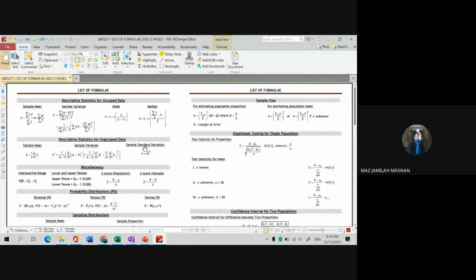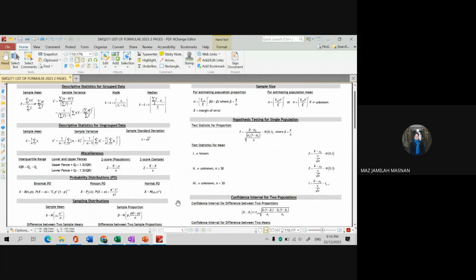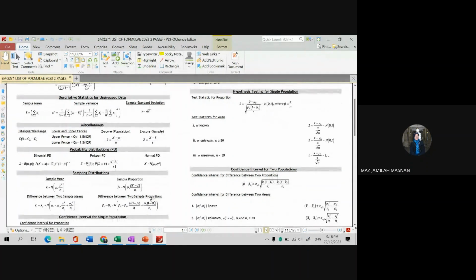Okay. Anybody who has any question about the formula sheet, class? Any question so far? Yes, what was that? What was the question?